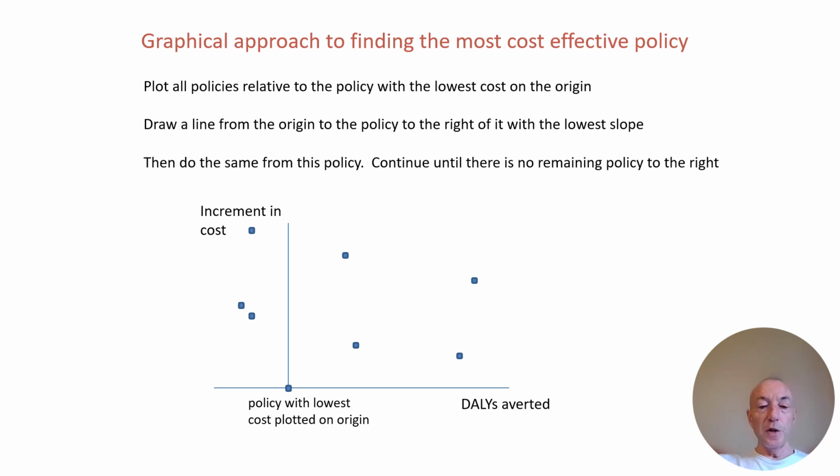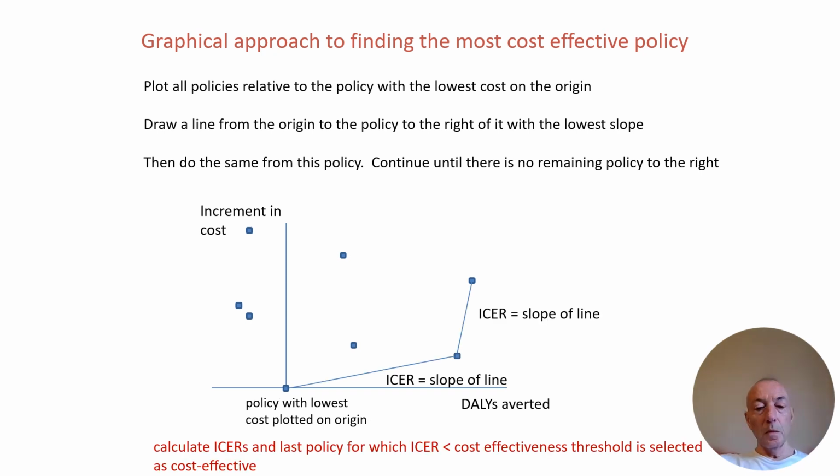So consider this situation here where we have the cost effectiveness plane with various policies plotted. And as I said, on the origin, we've got the policy which results in the lowest cost. So then we would draw the line to the policy to the right with the lowest slope, which we've done here. And then from that policy, we've gone again to the policy to the right with the lowest slope. Well, there's only one policy to the right at that point, and so we join up with that policy. And then we can calculate the ISA for each of those slopes.